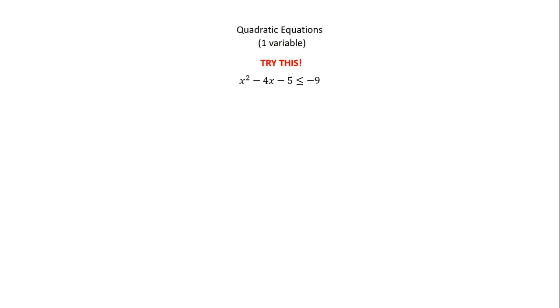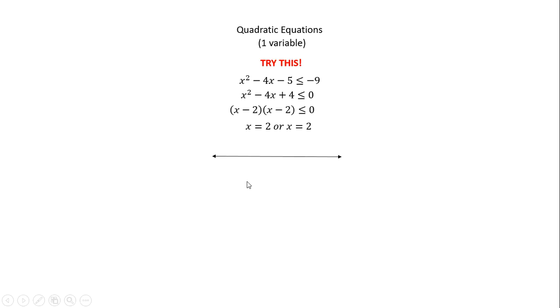How'd that one go? Kind of got weird at the end, huh? So let's see what happens. We can move the 9 over, make it less than or equal to 0. And we can actually factor this one: x minus 2 times x minus 2. Oh, those are the same. That's just going to give us x equals 2 for both of them.